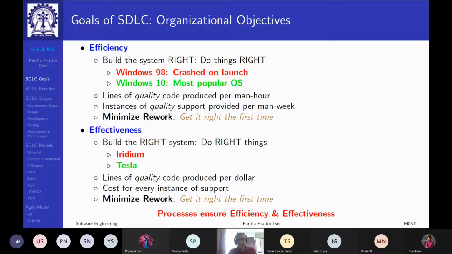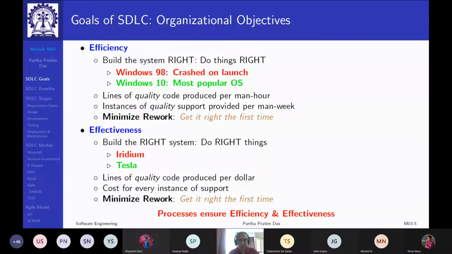The other objective is called effectiveness. Right? So it's just tweaking of words, but it means a lot. Effectiveness talks about building the right system, that is, doing the right things. You may have built a great product, but if the customer does not want it, if the market does not exist for that, all of your investment in that product goes waste.